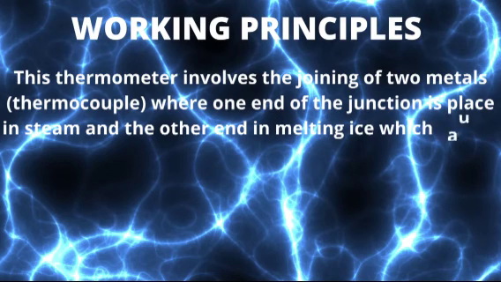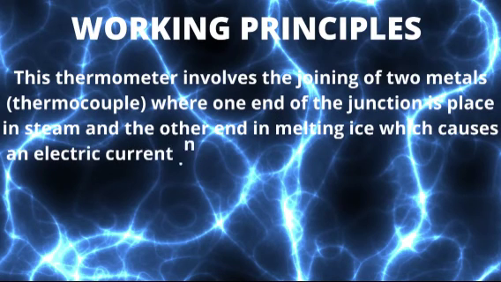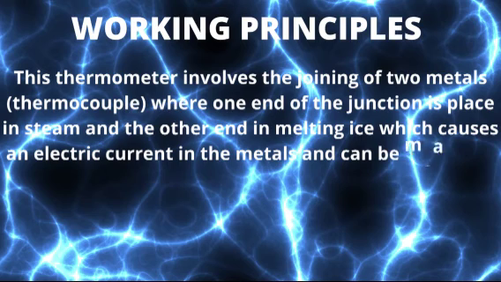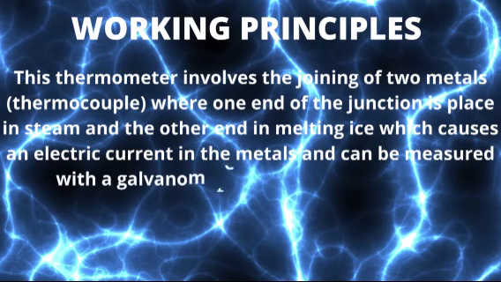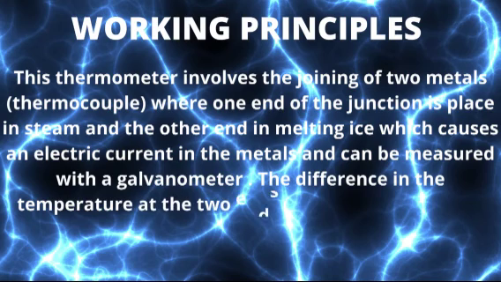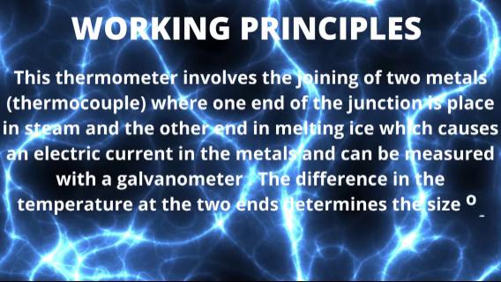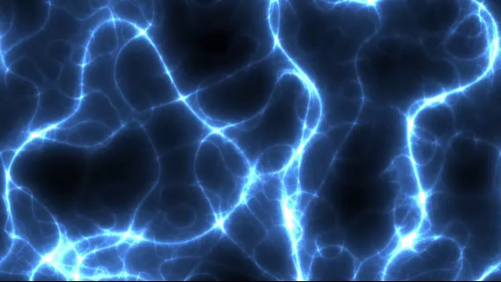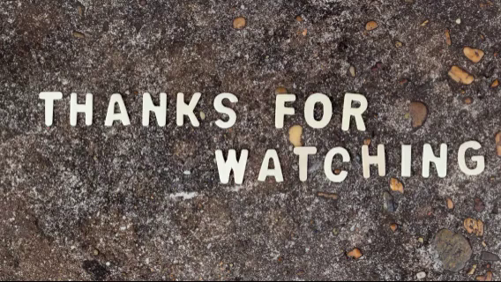We said the working principle is that this thermometer involves the joining of two metals, where one end of the junction is placed in steam and the other end in melting ice, which causes an electric current in the metal and can be measured with a galvanometer. So the difference in the coldness and hotness of the two junctions determines the size of the current, which is now read on the galvanometer.